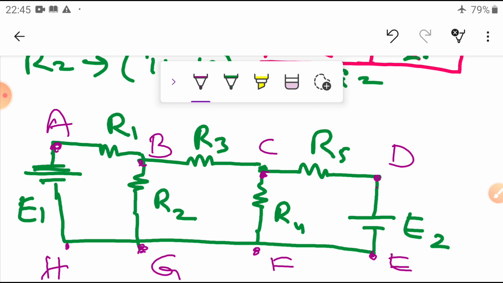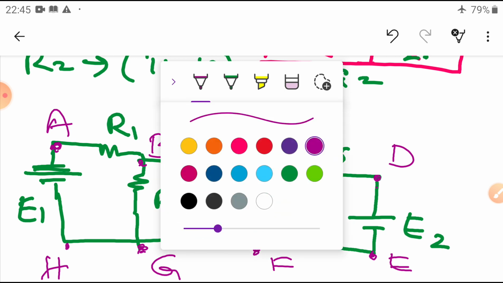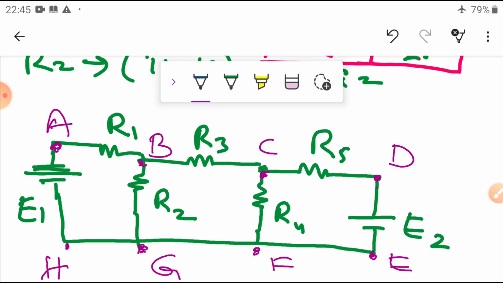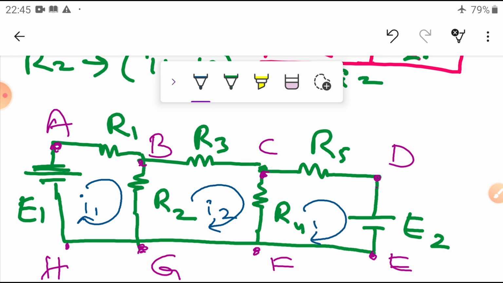Now to do the calculations, how many equations are required, how many unknowns are we going to find here? So here, take one loop, and call its current I1. Take another loop here, this is I2. Take another loop here arbitrarily, I3. That means loop 1, loop 2, loop 3. Three loops are represented arbitrarily.